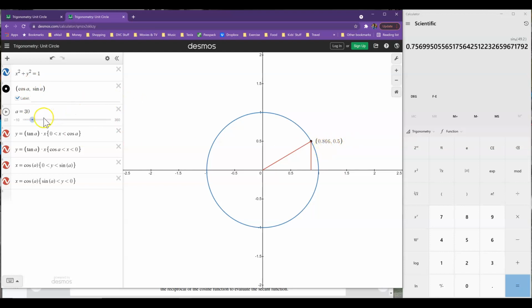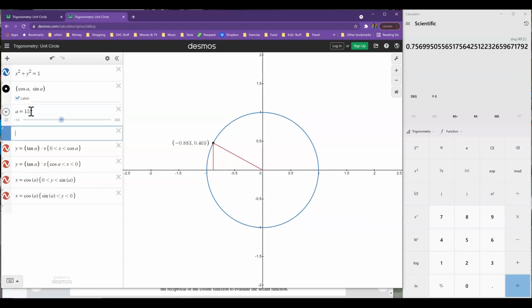And I can literally scroll the angle around the circle, and the point just translates as I go, showing me the sine and the cosine of all of these angles, from 0 all the way up to 360. Or I could just type in an angle, like what if I put 152?